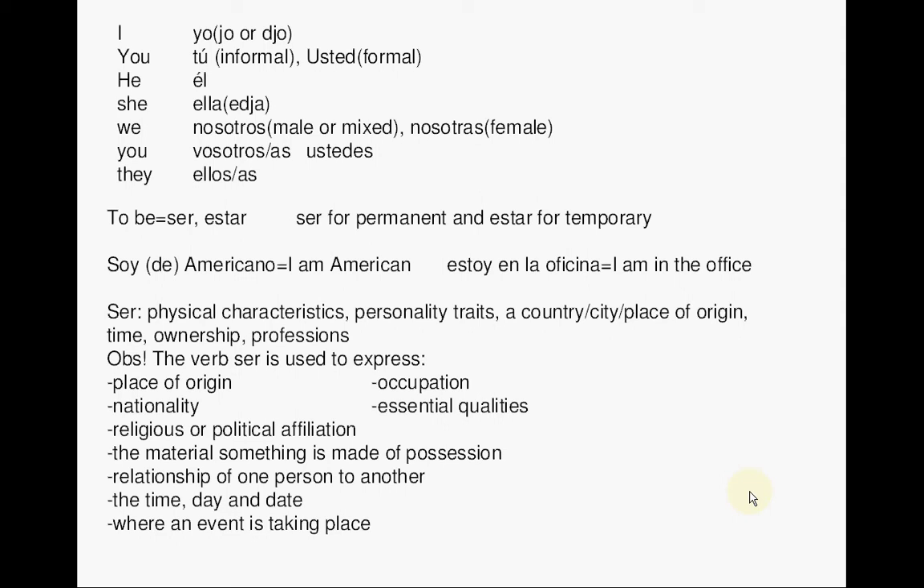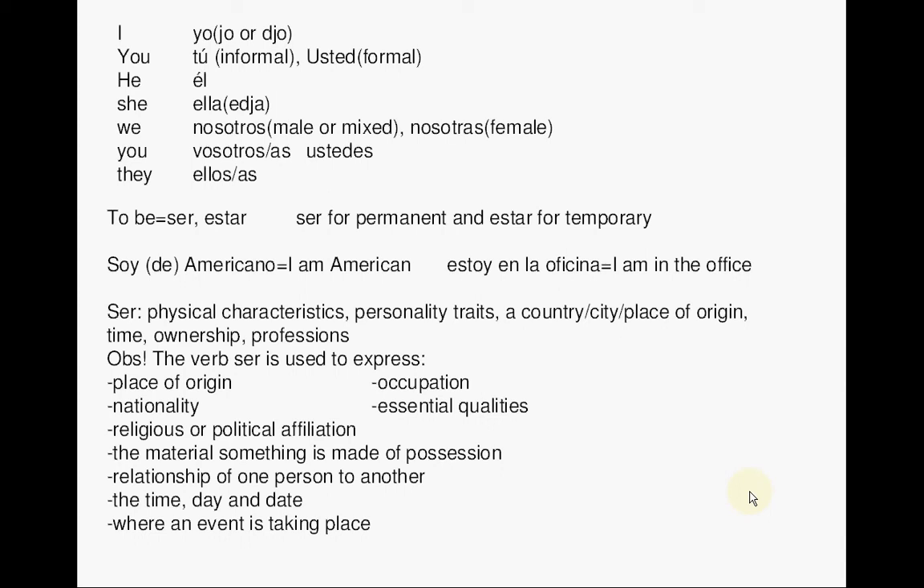I is yo. You is tú, when it is informal. When you are with your very best friend or your family, you are using tú. But in formal, you are using usted.